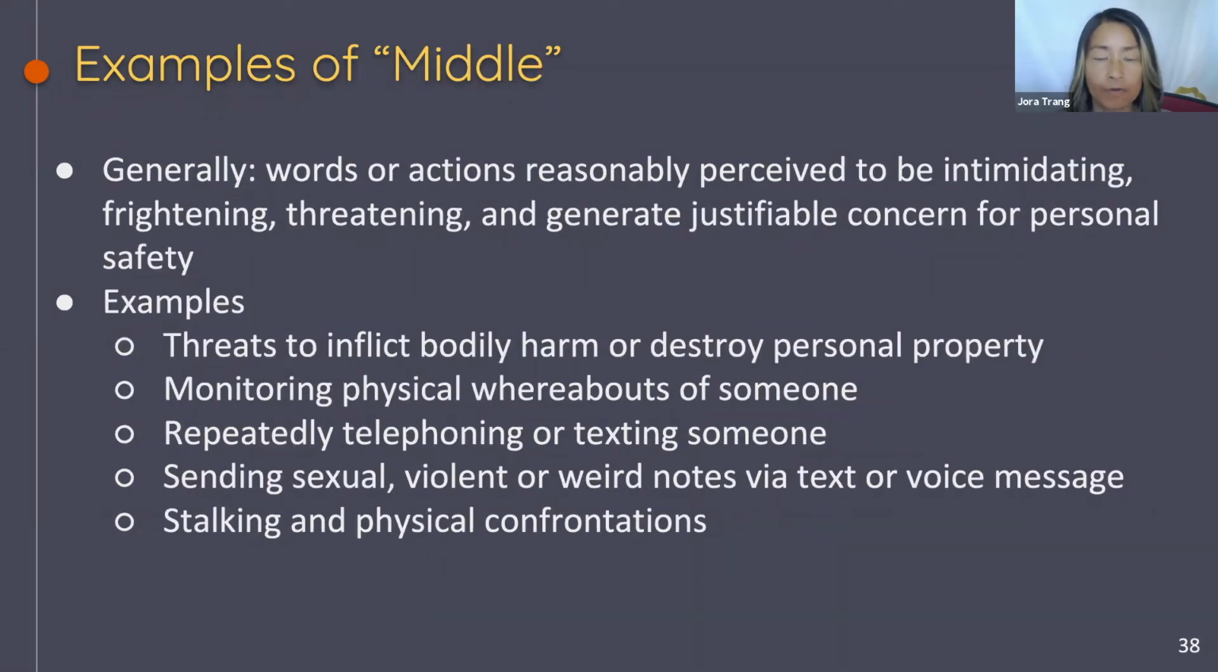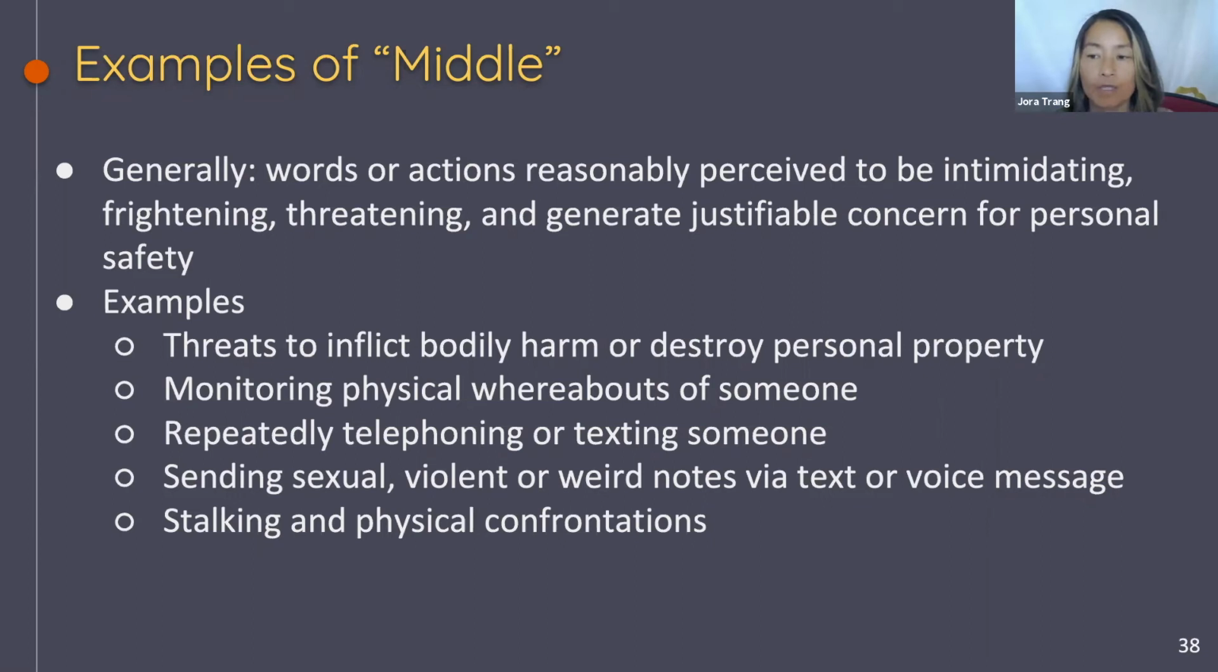So when we move further along the spectrum of workplace violence to the middle ground, we're referring to words or actions that are reasonably perceived to be intimidating, frightening, threatening, and that generate a justifiable concern for personal safety. So in our case study, when TWE threw a chair at Kate, that was an incident that occurred in their home, but it is an example of what a middle level threatening act may look like. Similarly, TWE also threw a cantaloupe at Kate when they were in the store.